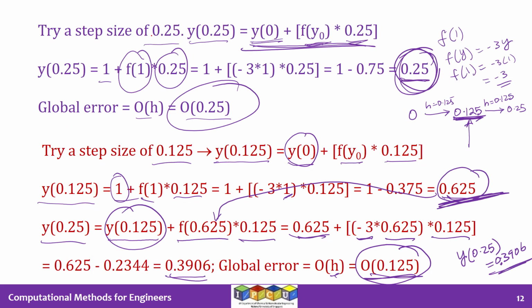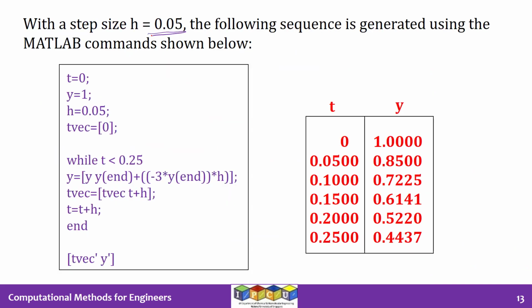Now, to do it by hand, we could do it for the simple problem, and we could get to the answer, but doing 5 steps takes some effort. So what we do is we take the help of MATLAB, and this is the small MATLAB code that I write to implement this. So starting time is t is equal to 0. The value of y at t is equal to 0 is given to be 1. That's the initial condition. We are choosing h to be 0.05 here.